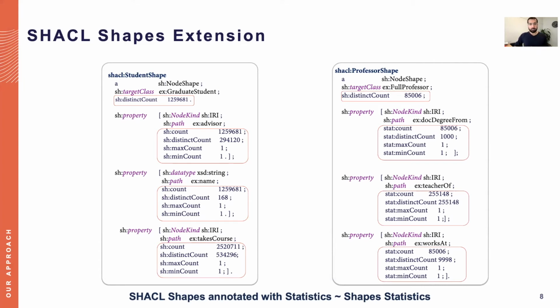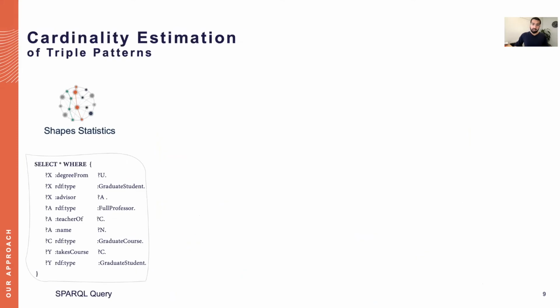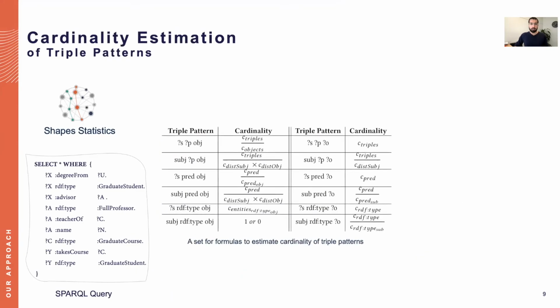Given these shape statistics and a SPARQL query, we propose a set of formulas to estimate the cardinalities of individual triple patterns of the given query.